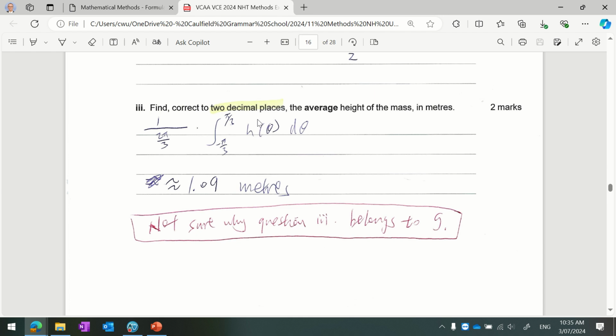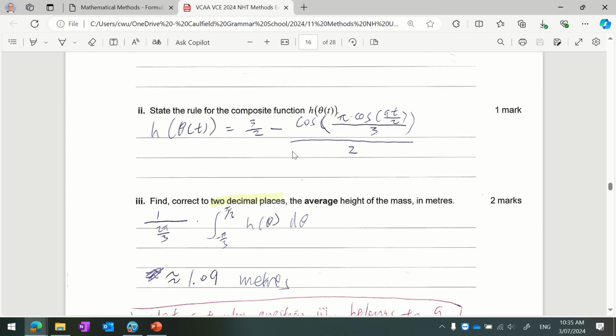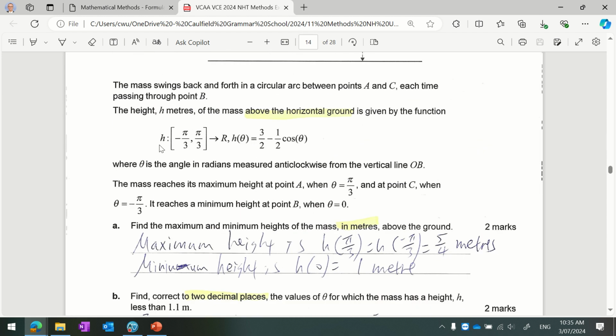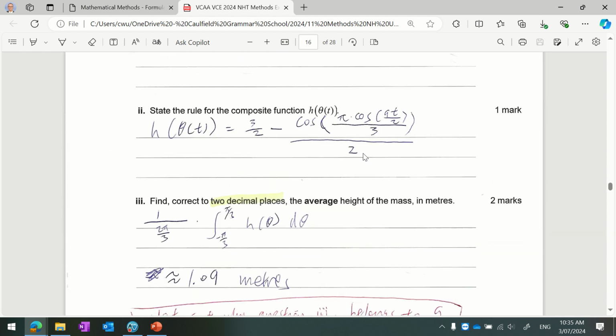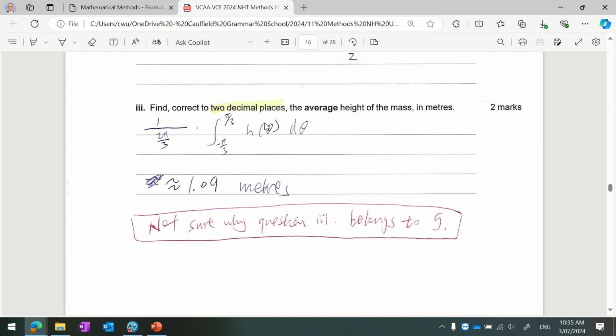And then you are finding, correct to 2 decimal places, the average height of the mass in meters. You've got the height function. Here is the height function. And then here is the domain. It goes from negative pi over 3 to pi over 3. So the average height is just this. You integrate the height function with the terminals, and then you divide by the distance between the terminals, which is 2 pi over 3. Put it in your calculator and you get the answer.